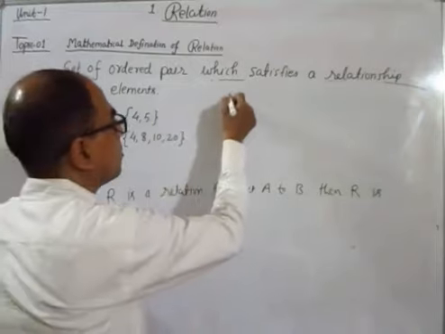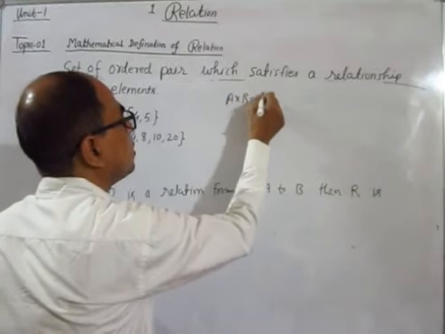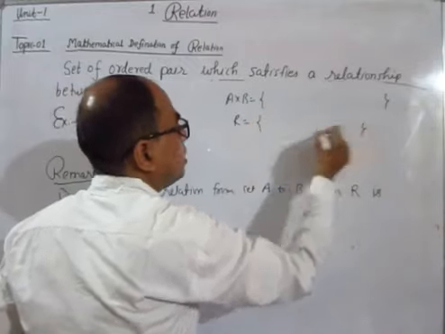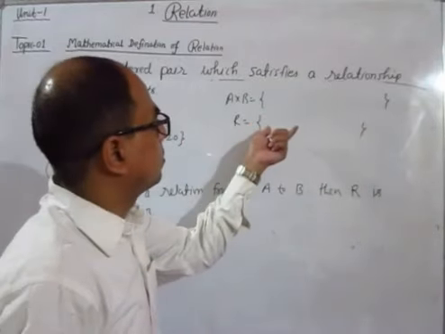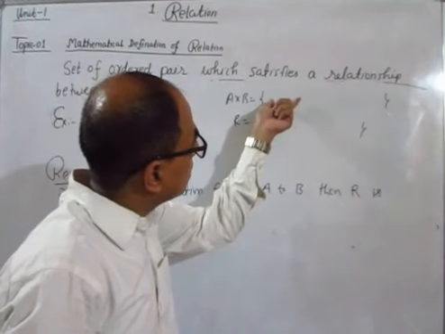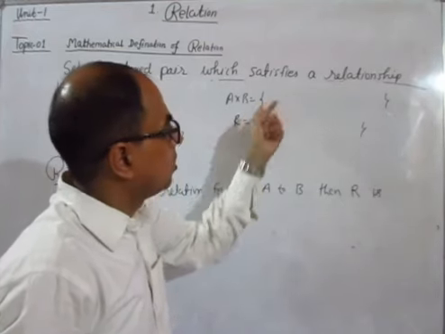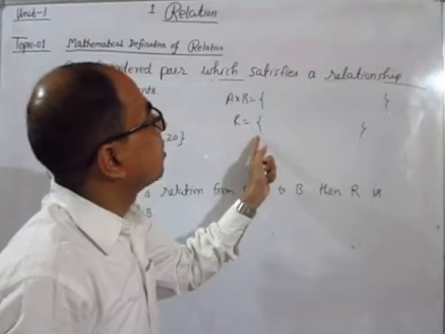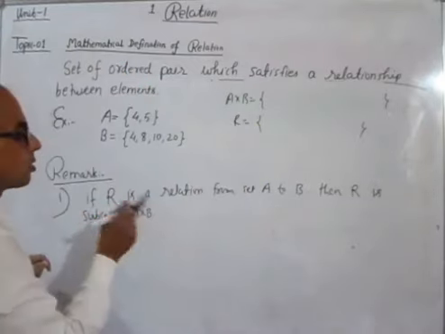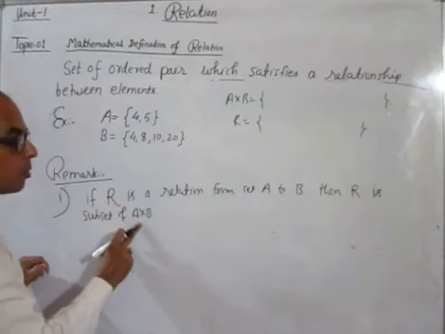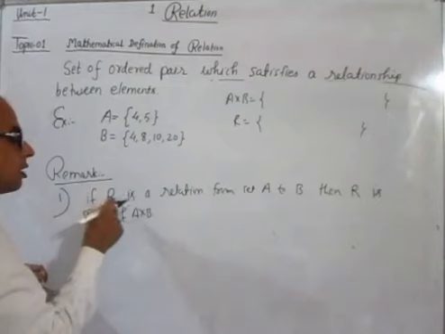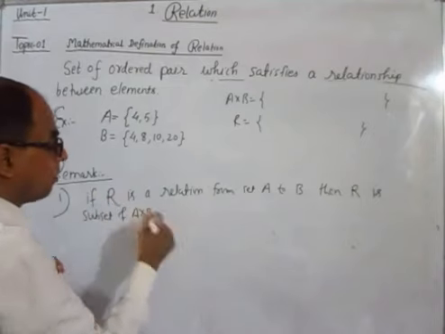In the previous example we have written A cross B, you can see, and then we have written R. You can see these ordered pairs belong to this set also. So definitely R is a subset of this set. Remember, a relation is always a subset of A cross B. If R is a relation from set A to B, then definitely this relation will be a subset of A cross B.